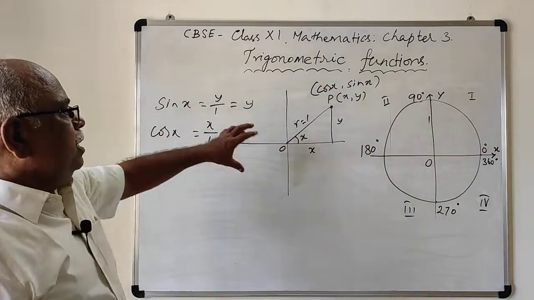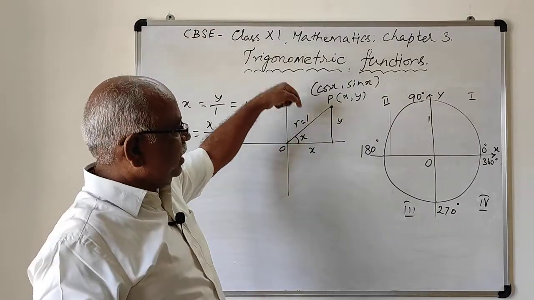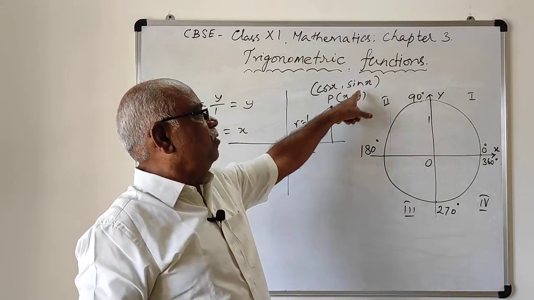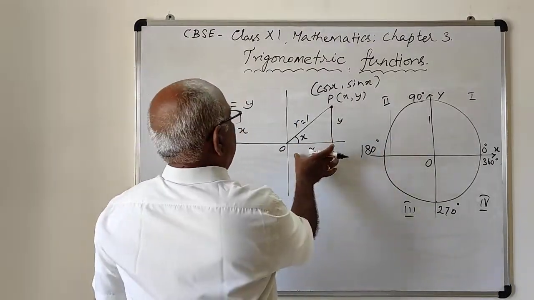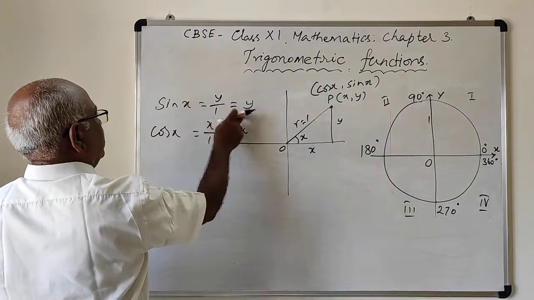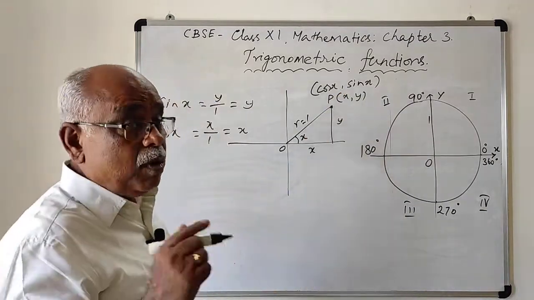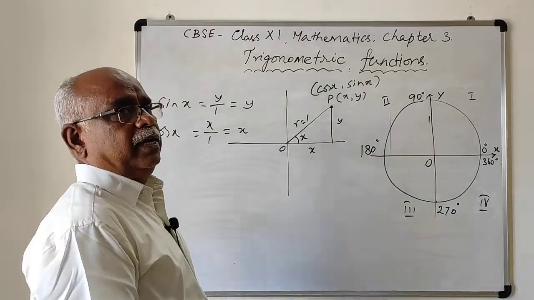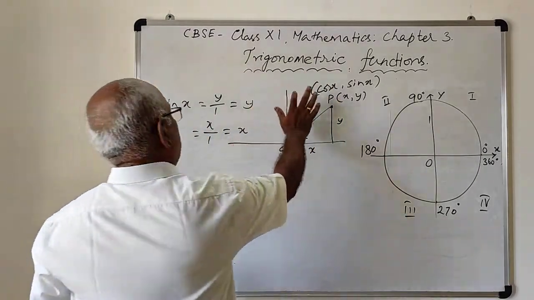See, always a point is represented in the trigonometric functions. In the trigonometric functions, the x coordinate is always represented by the cosine function, and the y coordinate is always represented by the sine function. This is an important point you have to remember. X coordinate is cos x, y coordinate is sin x, because radius is 1 unit. So any point on the coordinate plane is represented by x coordinate by cosine, cos x, and y coordinate by sine function. You remember this point now.